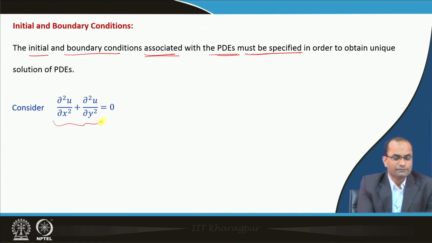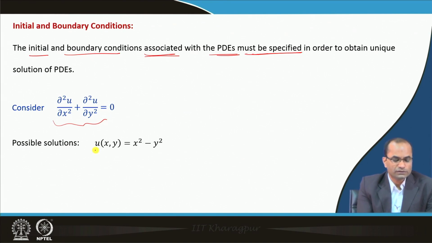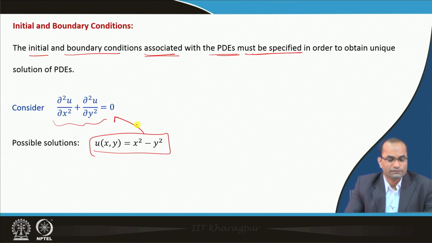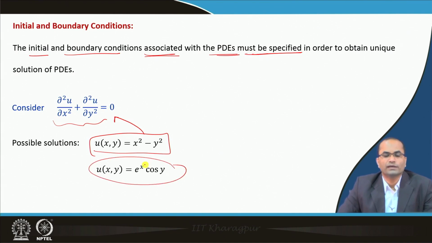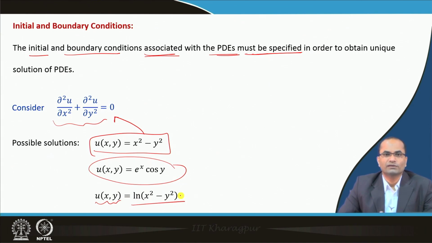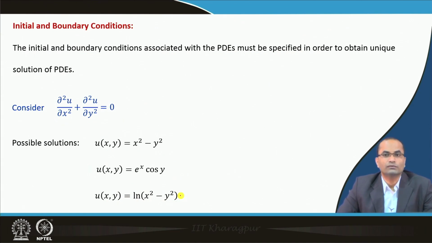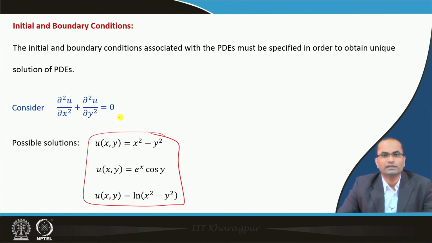So, for instance, if we have the Laplace equation, the possible solutions include u x y equal to x square minus y square; when we plug it into this equation, this function will satisfy the given differential equation. Also u x y equal to e power x cos y will satisfy the given differential equation, and u x y equal to ln of x square minus y square will also satisfy it. So, we have so many functions which can satisfy this given differential equation, then which one is the solution? There is no uniqueness in the solution.